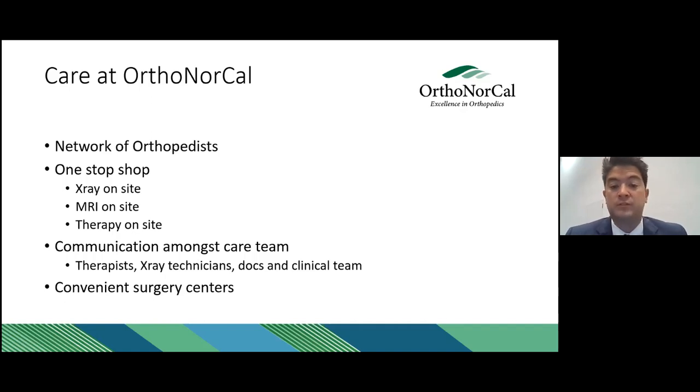And we also have convenient surgery centers, which are very close by. Just as our therapists are close, our surgery centers are within minutes of a drive from our site. So I feel like keeping everything within the one institution really helps provide appropriate care for our patients, convenient care, and evidence-based medicine.